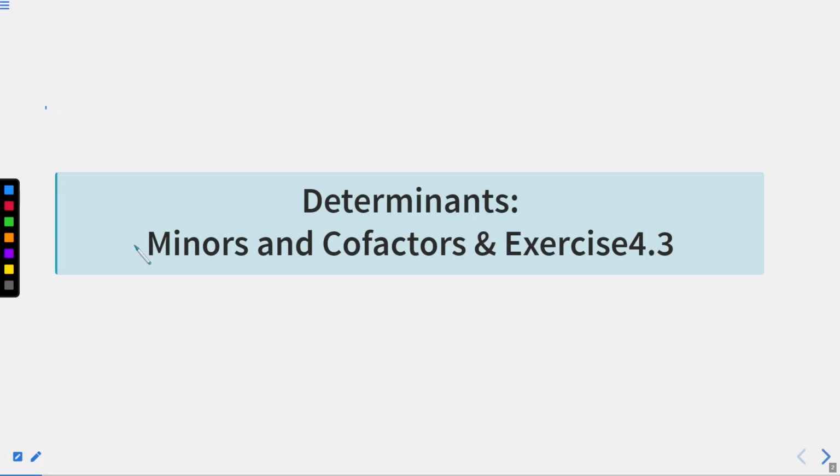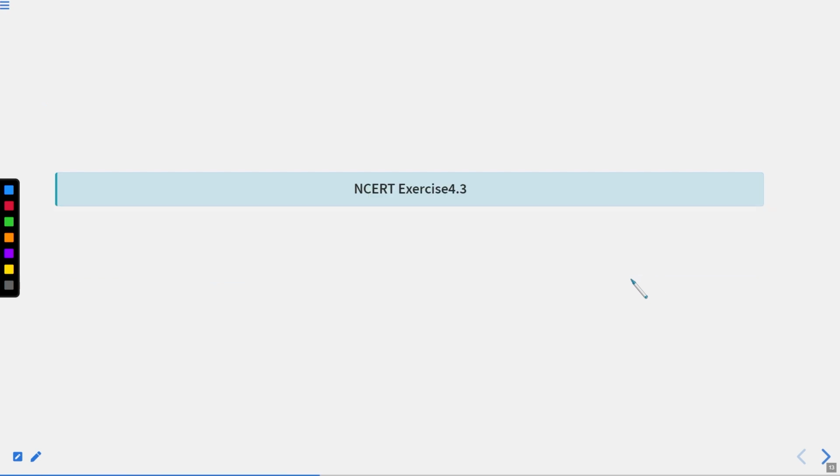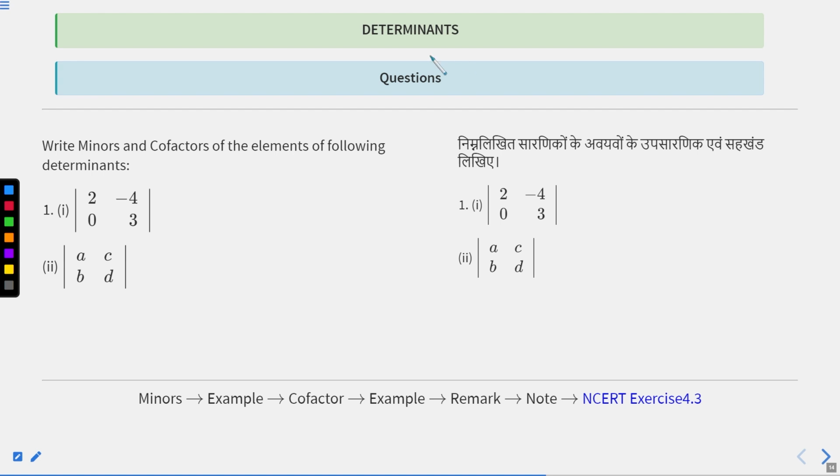Today, as in the previous session where we discussed minors and cofactors, we will be seeing NCERT exercise 4.3 solutions. So let's jump to our first question of this exercise 4.3, NCERT determinant chapter. We have to find out minors and cofactors of all elements. Cofactors, as you all know, are denoted by Aij and minors are denoted by Mij.